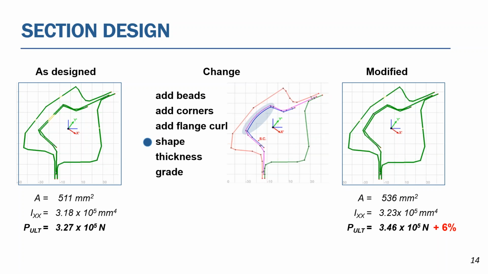So it's a simple change to make in GAS, and we get the results here. So we've made that whole area of the section fully effective now. And the bottom line is that we've improved the ultimate load carrying capability of that section by about 6% with that very simple geometry change.